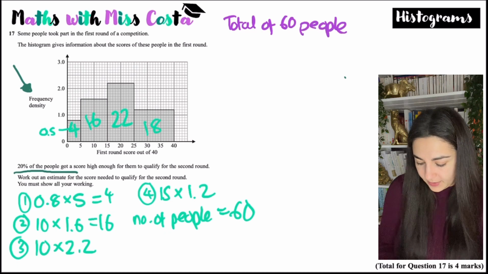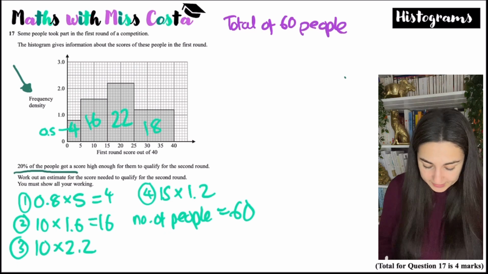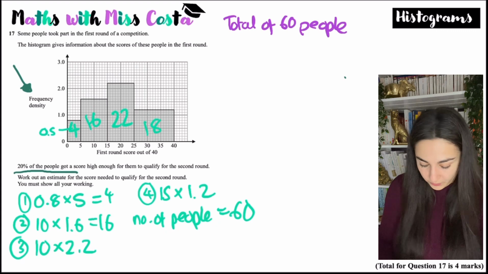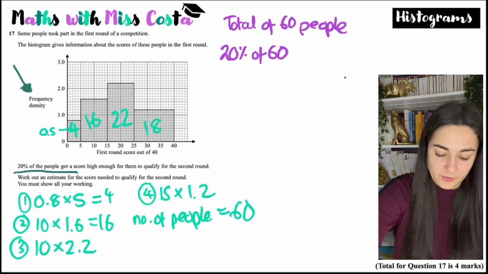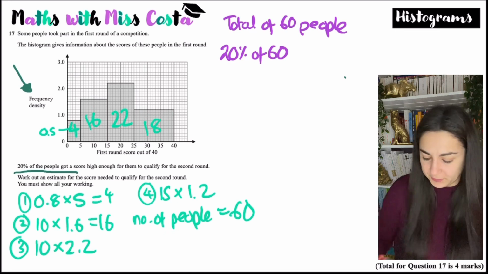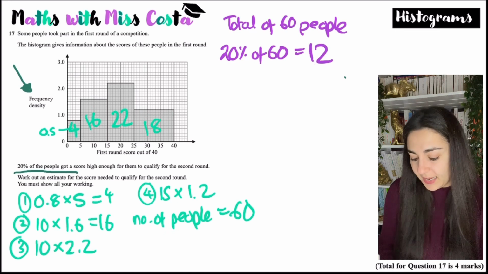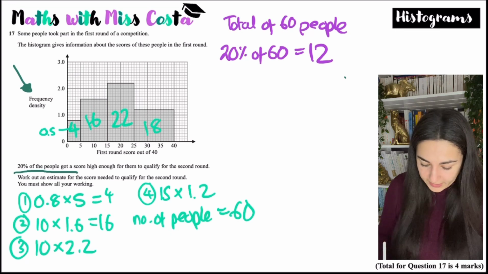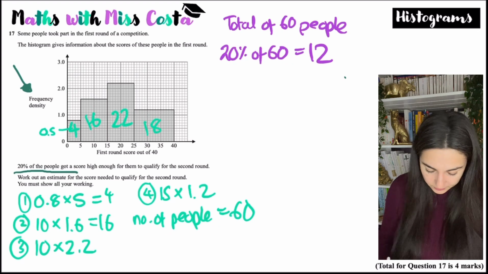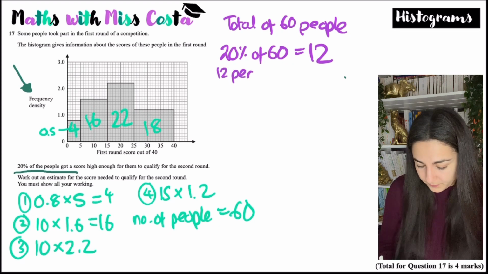Okay, now it said 20% of the people got a score high enough to qualify, so I need to work out what 20% of 60 is. So I could just do 0.2 times by 60 if you know how to use your multipliers, or you use any methods you want for working out percentages. So 12 people scored high enough.